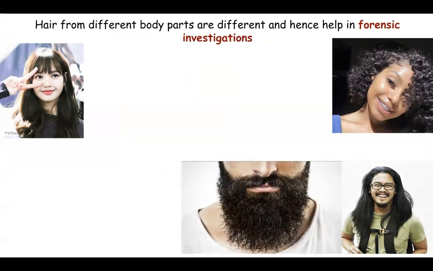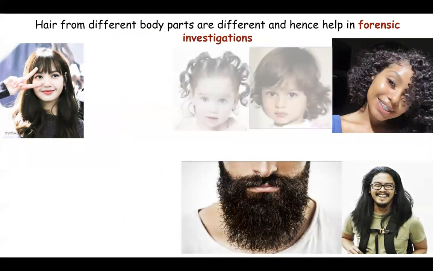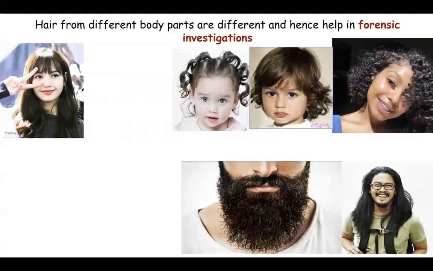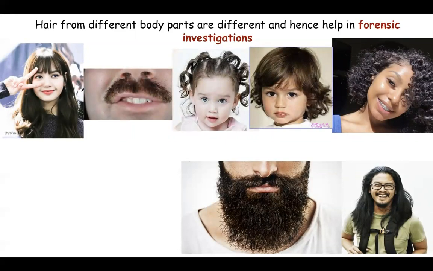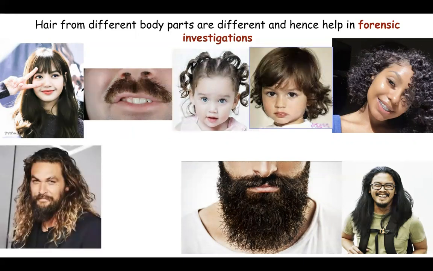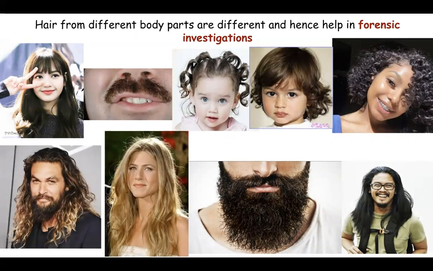The hair from the mustache and the beard will be different from the hair present on the remaining part of the body. The hair of children are different, the hair of other body parts, whether it's in the nostril or whether it's in the mustache, they are different for a different person. The hair may be golden, they may be brown, they may be black. So hair are different. Each and every person's DNA is displayed by the hair. And this can be used in forensic investigation, in criminal investigation.